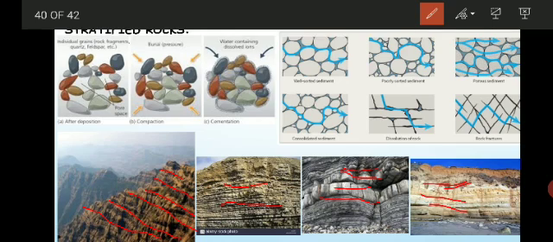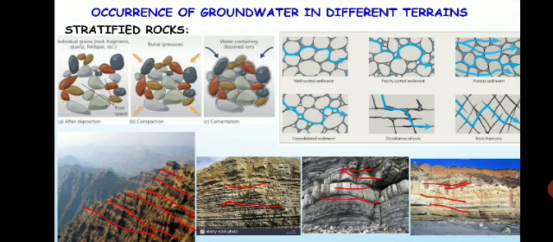Basalt is an igneous rock because it is of volcanic origin, that is, it is formed by lava. But all the rest are sedimentary rocks, like sandstone, not limestone, sandstone, shale, conglomerate, breccia. All these are examples of sedimentary rocks. These are formed by sediments and they also form layer by layer, so we call them stratified rocks. Stratified rocks are the layered rocks.